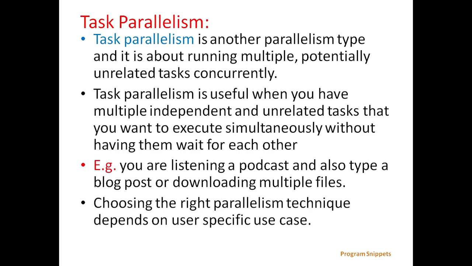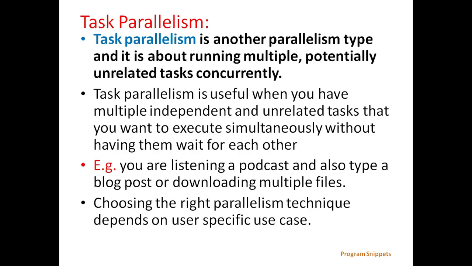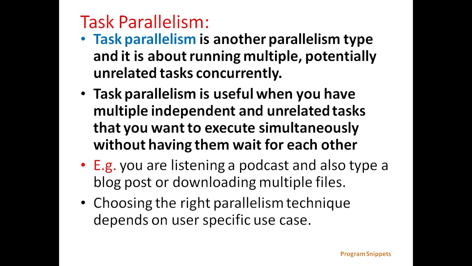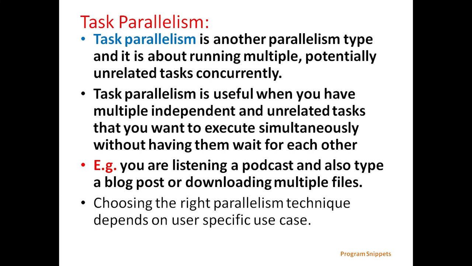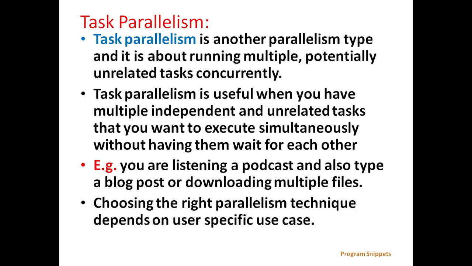And next is task parallelism. Task parallelism is another parallelism type, and it is about running multiple potentially unrelated tasks concurrently. It is useful when you have multiple independent and unrelated tasks that you want to execute simultaneously without having them wait for each other. For example, you are listening to a podcast and also typing a blog post, or downloading multiple files. Choosing the right parallelism technique depends on your specific use case.